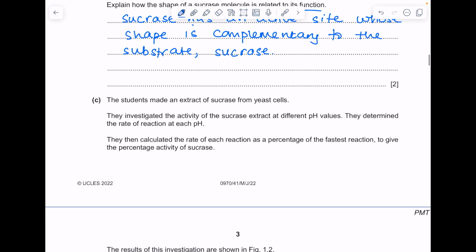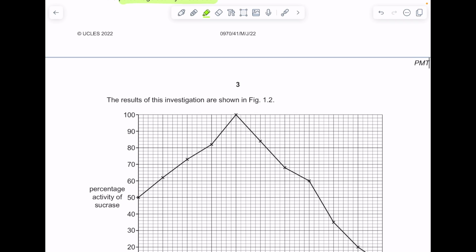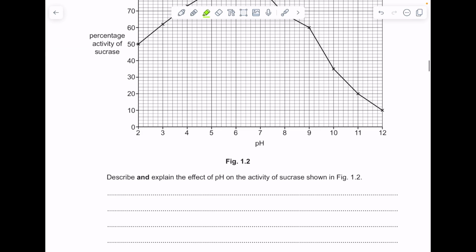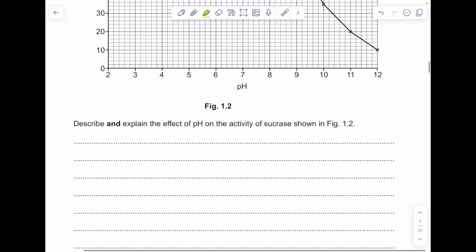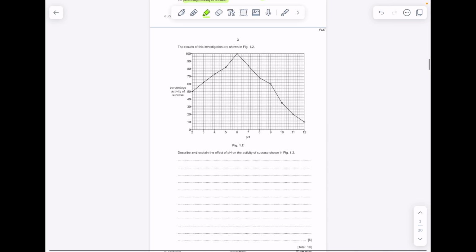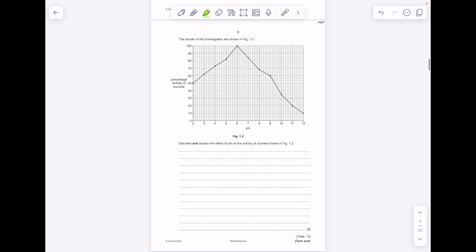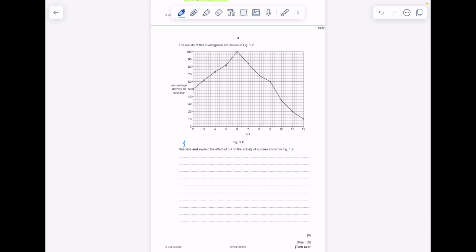The students made an extract of sucrase from yeast cells. They investigated the activity of the sucrase extract at different pH values. They determined the rate of reaction at each pH. They then calculated the rate of each reaction as a percentage of the fastest reaction to give them the percentage activity of sucrase. The results are shown. Describe and explain the effect of pH on the activity of sucrase shown in figure 1.2. That's worth 6 marks. So describing is saying what you see, and explaining is saying why.